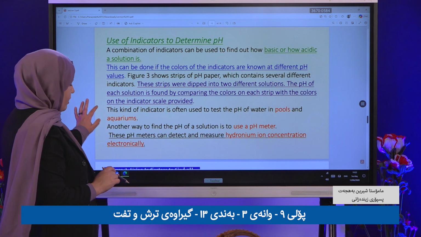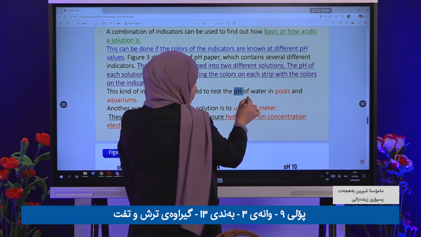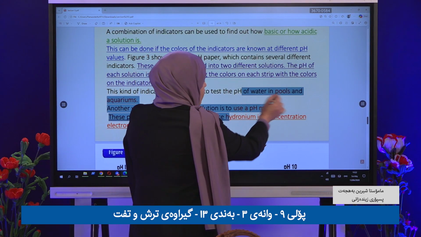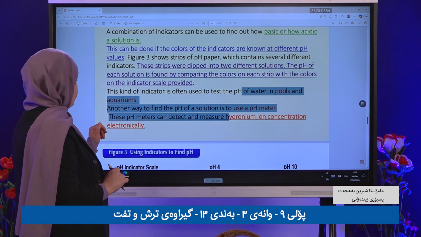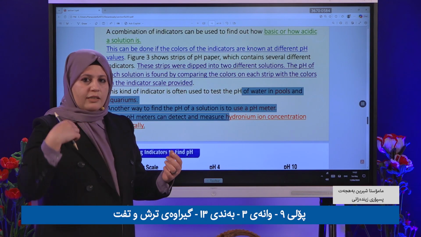Yes, look at here, this is important. What kind of indicator do you often use? The test. When you test it, what? Water in pool and aquarium. Why do they test in pool and aquarium? To save the skin, the human skin, okay?